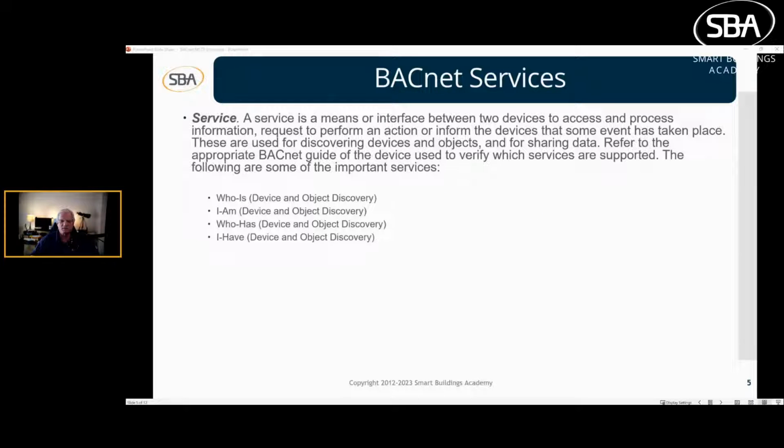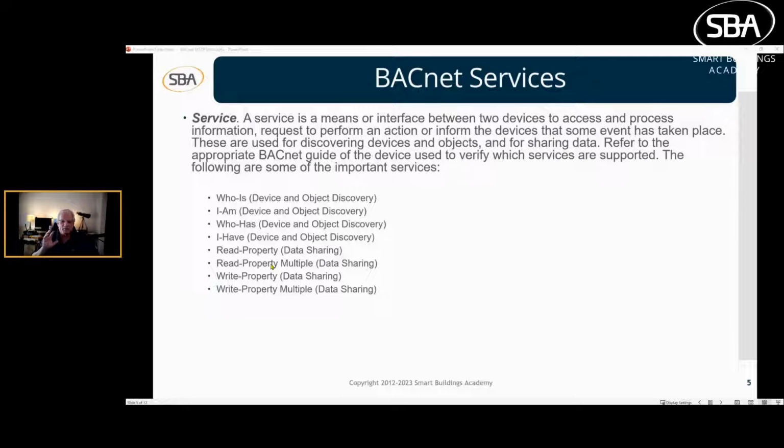The following are some of the important services. Here we have object discovery. Object discovery includes the BACnet network asking who is, and the controllers answering I am. The supervisory device saying who has, and the controllers answering I have. These are device and object discoveries. Data sharing includes, let's say the supervisory device wants to ask a single controller, I need information like we just talked about, what's the outside air temperature?